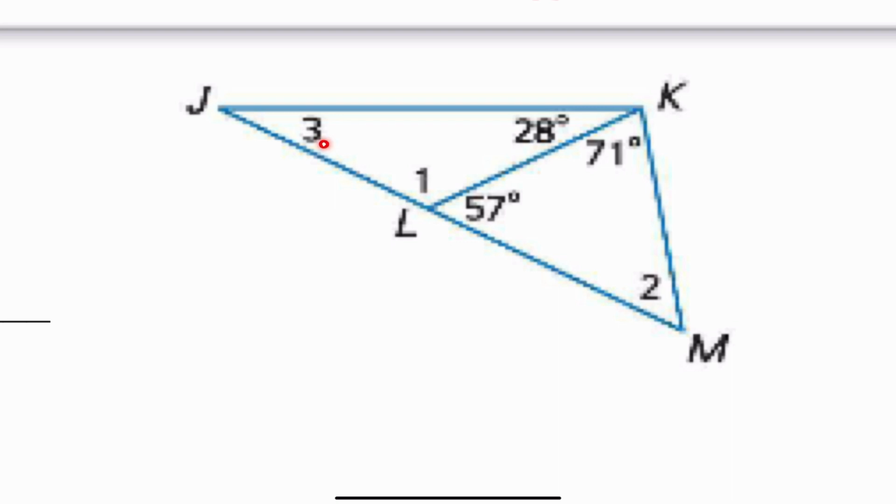But this one just says 3, 1, and 2. That means this is called angle 3, angle 1, angle 2. It does not mean that this angle is 3 degrees, this angle is 1 degree, and this angle is 2 degrees. So please make sure that you don't confuse yourself. Again, this angle is not 3 degrees. It's the name of that angle. Angle 3, angle 1, and angle 2.